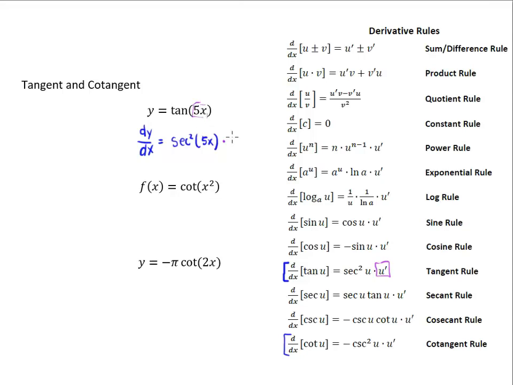I know the derivative of that is 5. And we're done. So the derivative of this is 5 times secant squared of 5x. Okay, let's look at the next one.